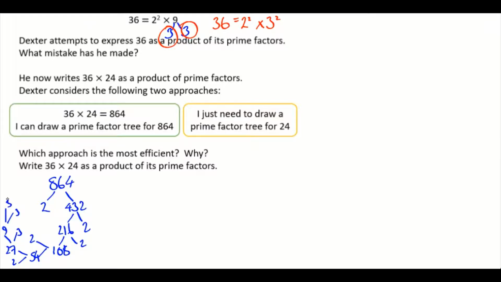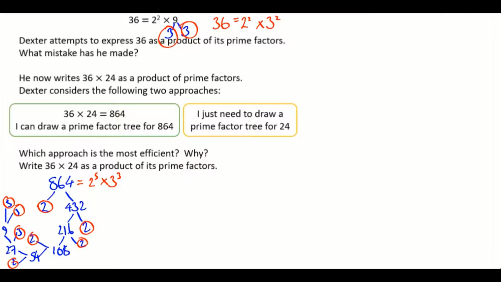Now, that does seem to have worked, and if we're careful and take all of those prime factors, we should have our answer there. What have we got? 1, 2, 3, 4, 5 2's multiplied together and 3 3's. So it looks like 2 to the power of 5 times 3 cubed. Ideally, you take a bit more space.